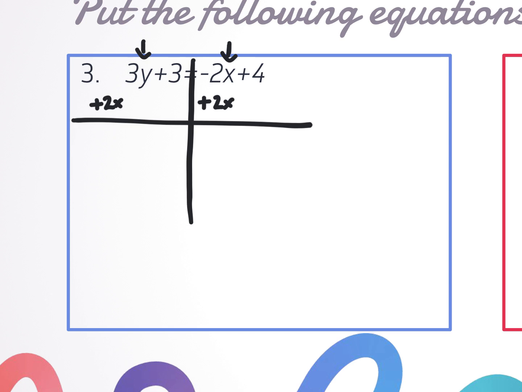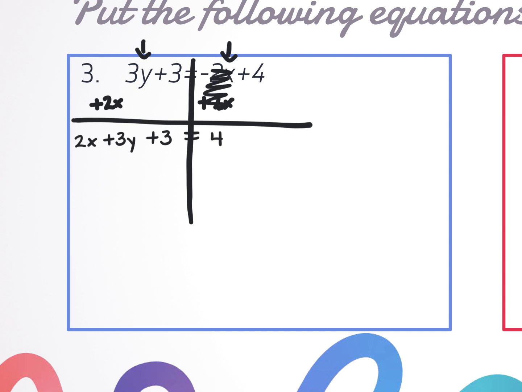Okay, so now that I have that 2x moved over, I can't add that 2x and that 3y together because they're different terms. An x and a y are different. So I'm just going to start with that 2x because that's my formula. My formula says the x always goes first. And then I'm going to add the 3y. I still have the plus 3. And on this side, all of those are gone, and I'm left with a 4.